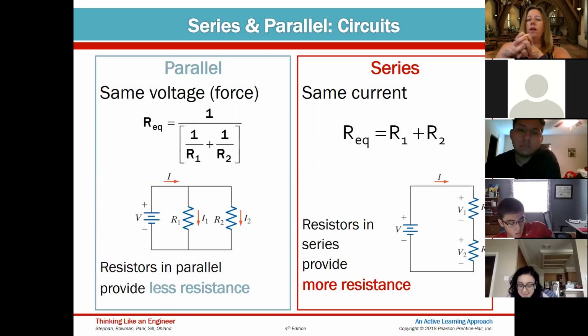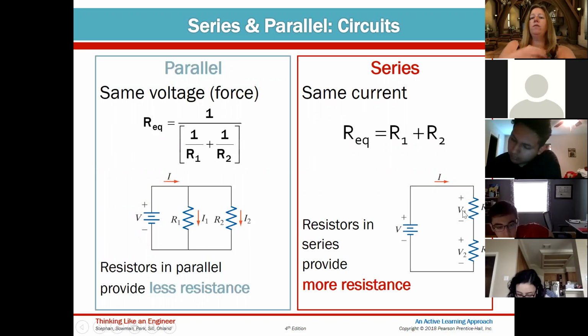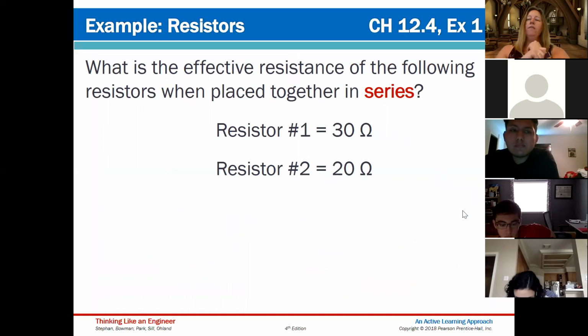Whereas in series, we have the same current flowing through both resistors because they are in series with each other. We stack two resistors on top, which means we have different voltages through them depending on where they are in the circuit. Resistors in series provide more resistance within our circuit, and the way we calculate equivalent resistance for series is we just add up the resistances of the two resistors. So if we have this question: what is the effective resistance of the following resistors when placed together in series?